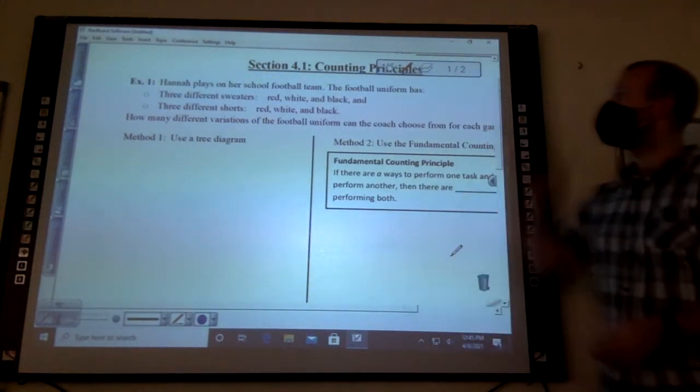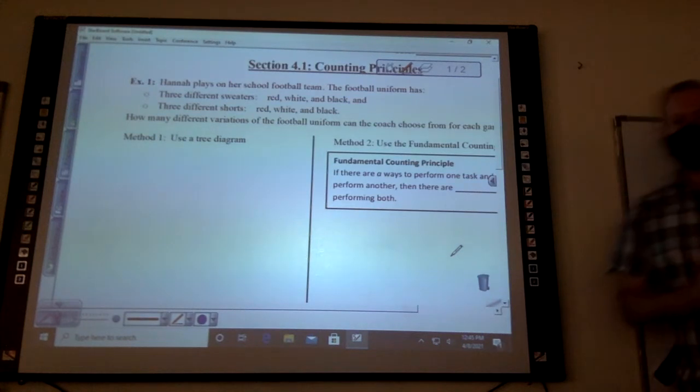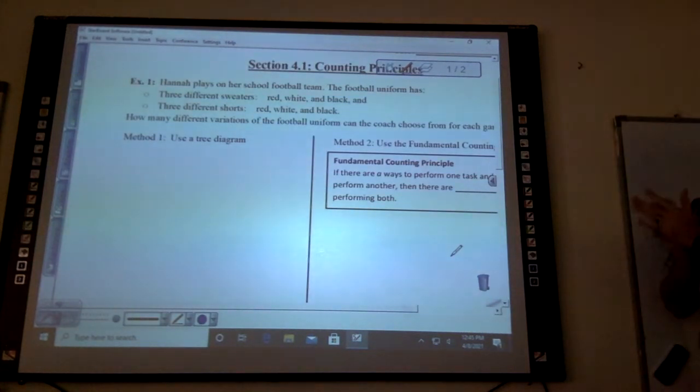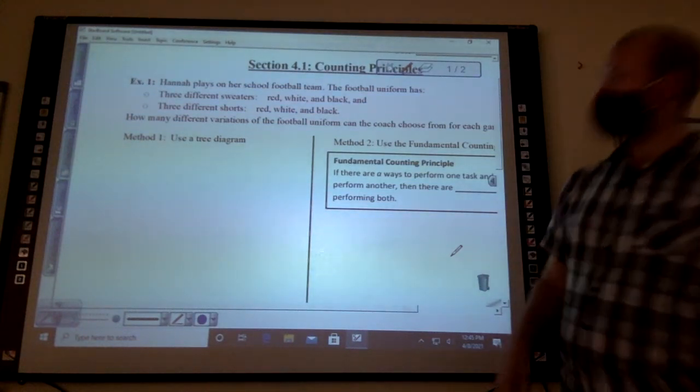Starting with a football team. So a certain football team, Hannah's football team, has 3 options for sweaters and 3 options for shorts. And we want to know how many different uniform combinations we can make.